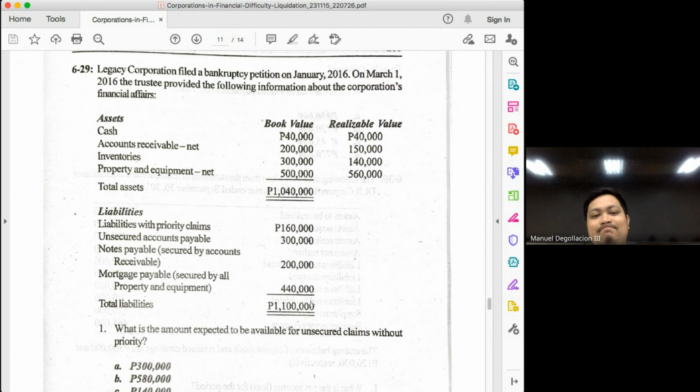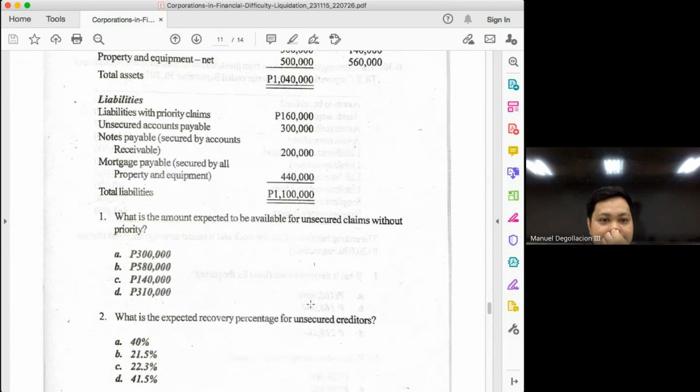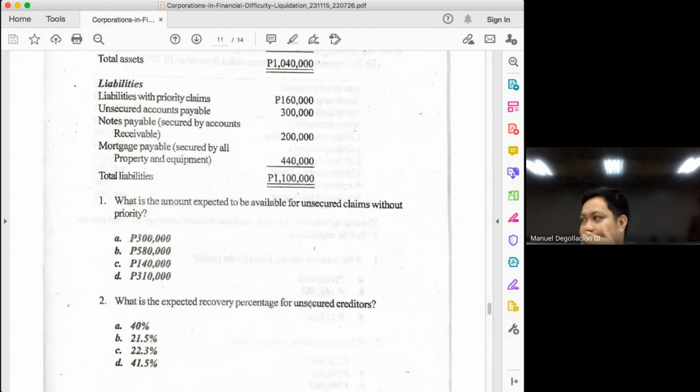And the numerator was 140 divided by 350. That will give us 40%. And that will now be our recovery rate. And that is already in bold. Am I correct? It's in bold in your book.